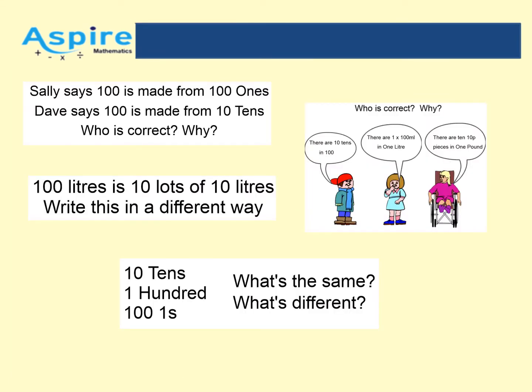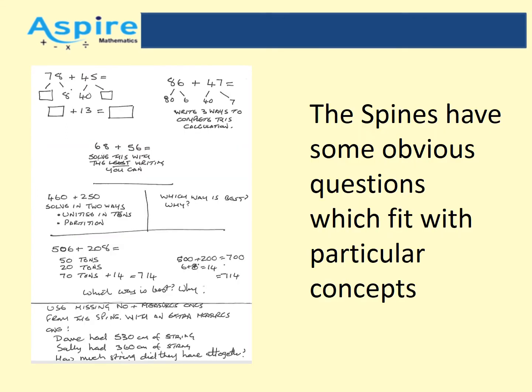For instance, I think that if children can answer 3 of these 4 questions correctly after doing some of the learning at the beginning of the S, I would consider that they've definitely understood to a good level of depth, and we should probably move on. And in the spine materials, there are some obvious questions which fit with particular concepts.